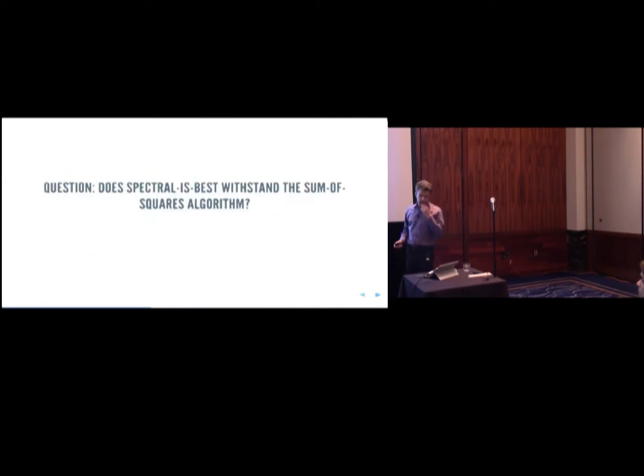Okay, so here's the question: does this spectral is best hypothesis withstand the attack from the sum of squares algorithm, or can sum of squares also not go beyond this square root n threshold? And the theorem is that the spectral is best hypothesis still stands. So a little more formally, sum of squares algorithms require quasi-polynomial time to distinguish between planted and random distributions when the size of the clique that you plant goes substantially below the square root n threshold, like n to the 0.49. Okay, so this is the theorem.